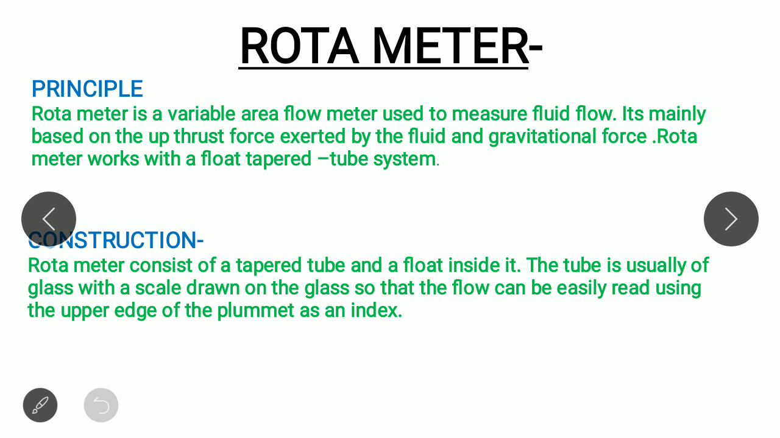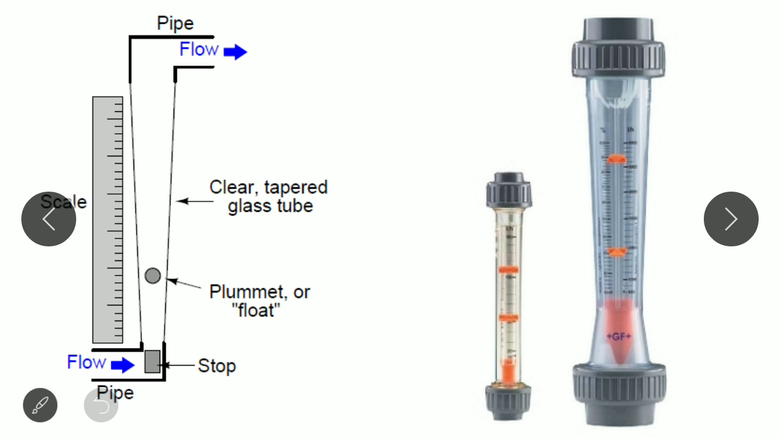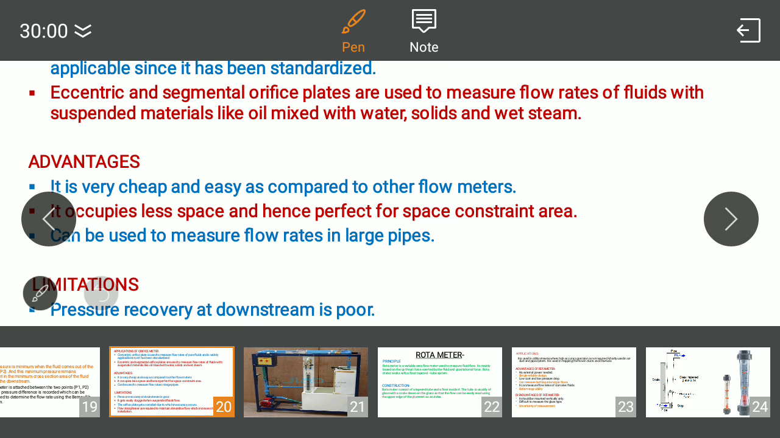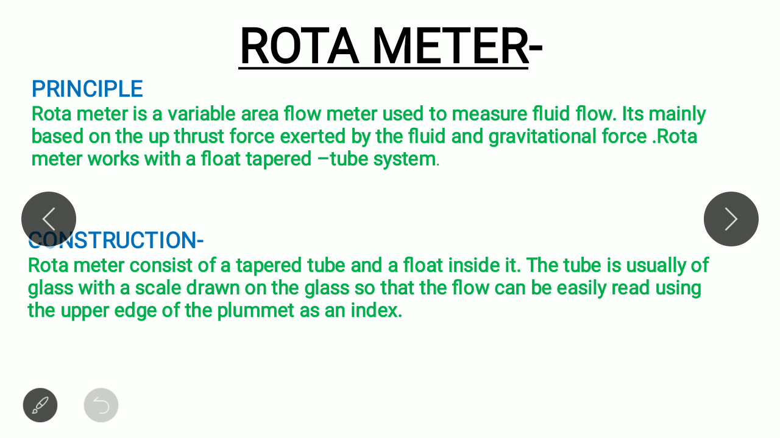The rotameter works with a float tapered tube system. Why is it tapered? Because this is having tapering. It is not a straight tube. It is a tapered tube. So that's why it is called tapered. Okay. The rotameter consists of a tapered tube and a float inside. The tube is usually of glass. Why glass? Because it should be transparent so that the scale which is attached alongside it can be read easily.